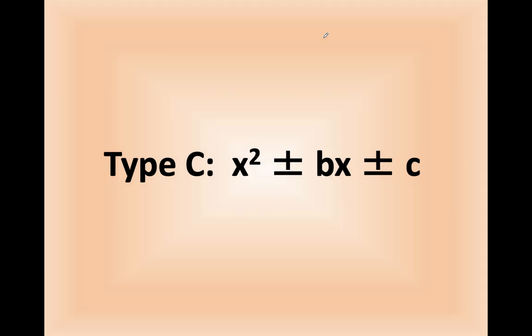Okay, our final type, we can either have a plus or minus bx and either a plus or minus c, a combination of those two addition and subtraction signs. If they were both addition, of course, that would just take us back to our first type A. What we haven't seen is where this is plus, this is minus, and we haven't seen where they're both minus. So that's kind of what we're looking at here in type C.